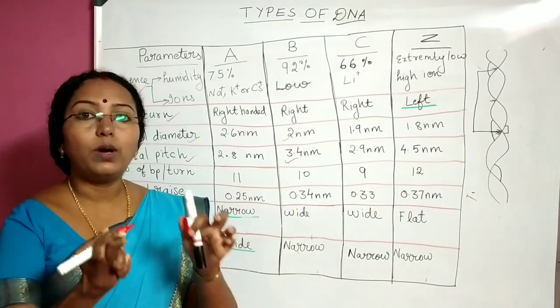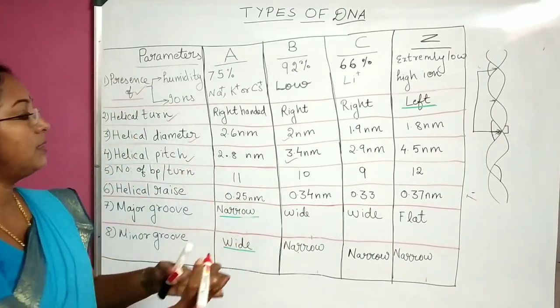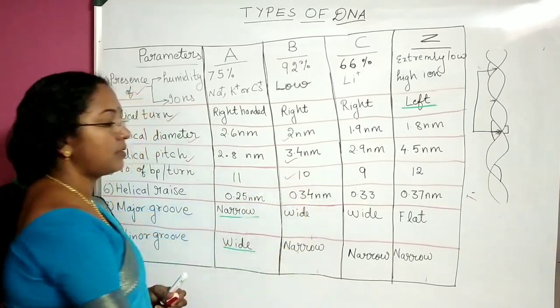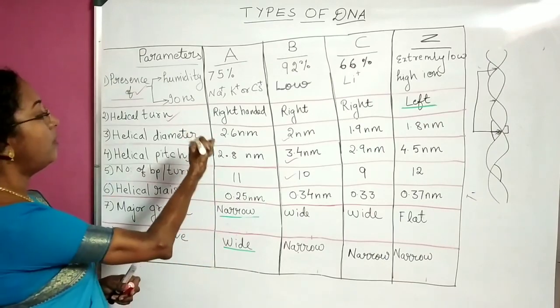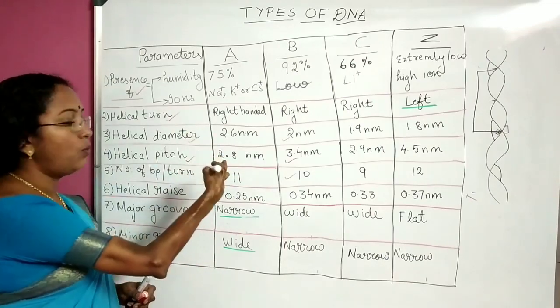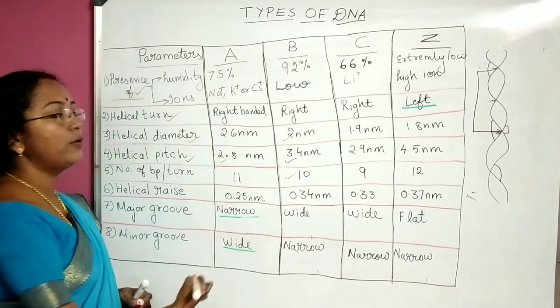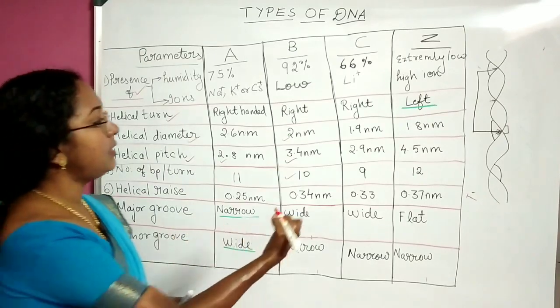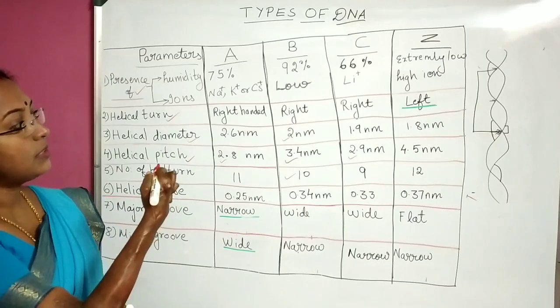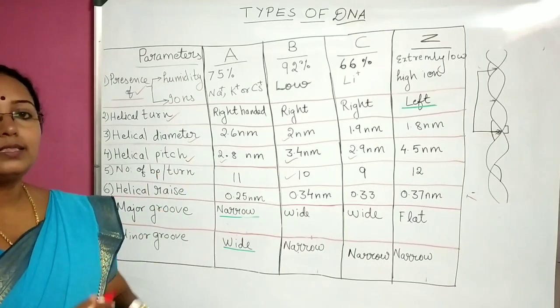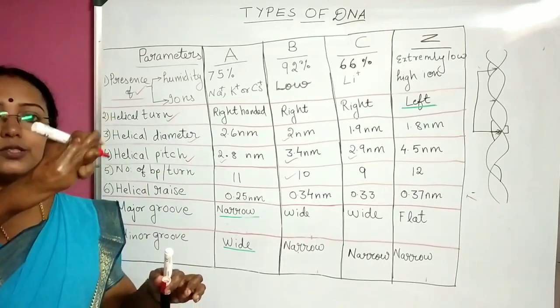And in that one turn, how many bases are there? There are 10 bases. In that one turn, there are 10 bases. What about our A-DNA? The distance of that one turn is 2.8 nanometer. In the case of C-DNA, it is 2.9 nanometer. And you see the case of Z-DNA, the distance of that one turn is too large.